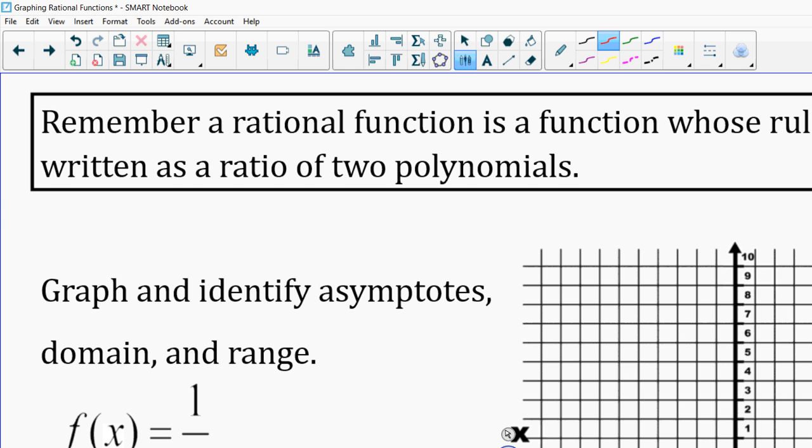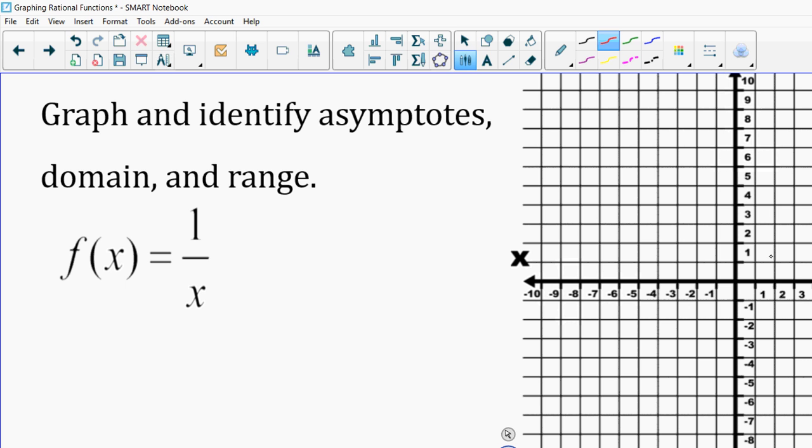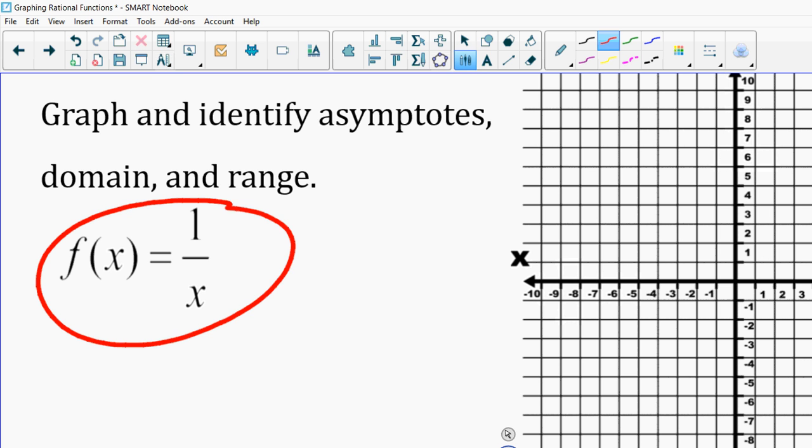Now, we're going to look right here. What we're going to talk about is a pretty simple rational expression. I want you to take a look at that fraction, 1 over x. We're going to graph that thing. But I want you to see if you can figure out, are there any numbers I could put in there for x that would make that fraction be undefined?